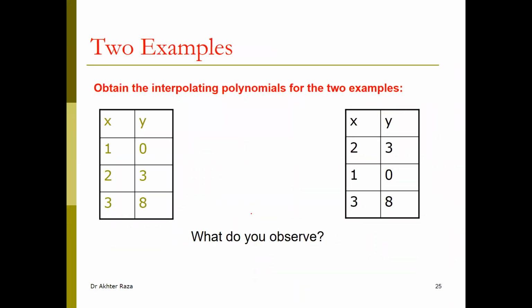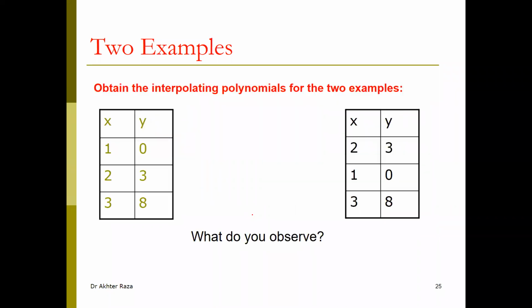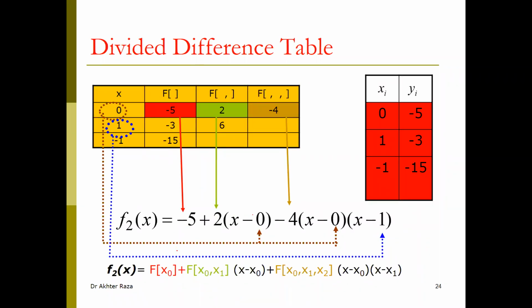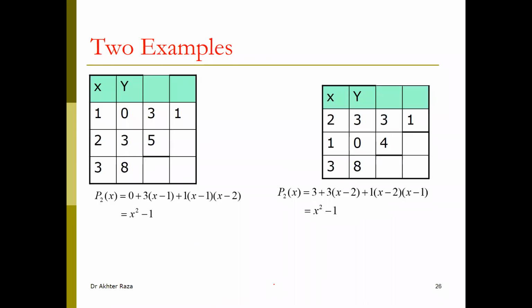Now, obtain interpolating polynomials for 2 examples. So these are the 2 different examples. And we are interested to obtain the polynomial. So you can see that the polynomial is the same. If I expand this, the same expansion for this table and the same expansion by this table, and simplify, we have the same polynomial, x squared minus 1, x squared minus 1.